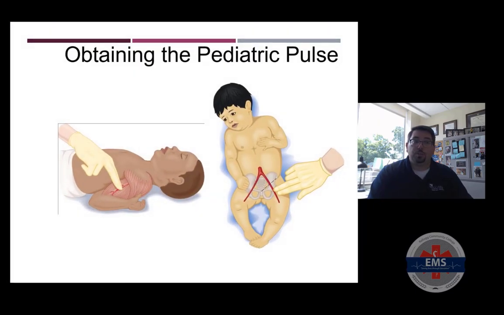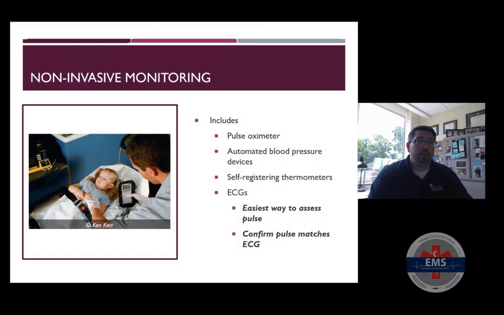There's the example of your brachial and your femoral pulses. It makes it a little bit easier for you to find those pulses, pulse points. Again, we typically stay away from radial and carotid, unless it's cardiac arrest, we'll go for carotid.